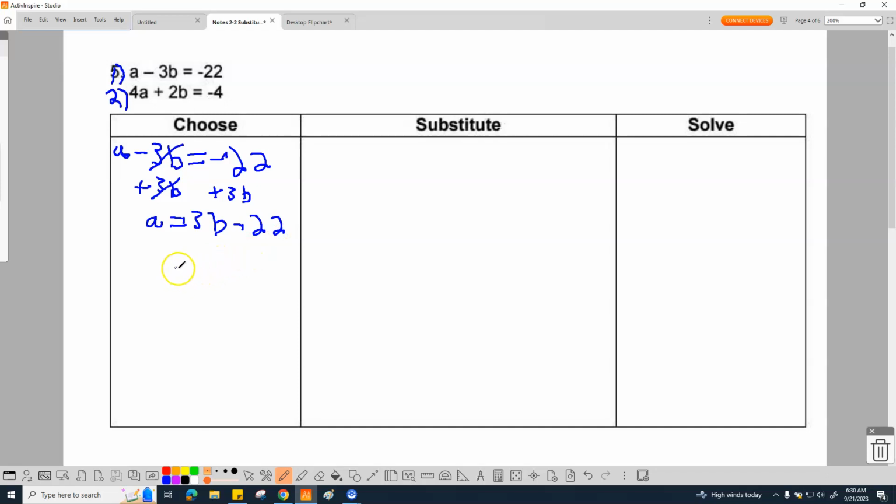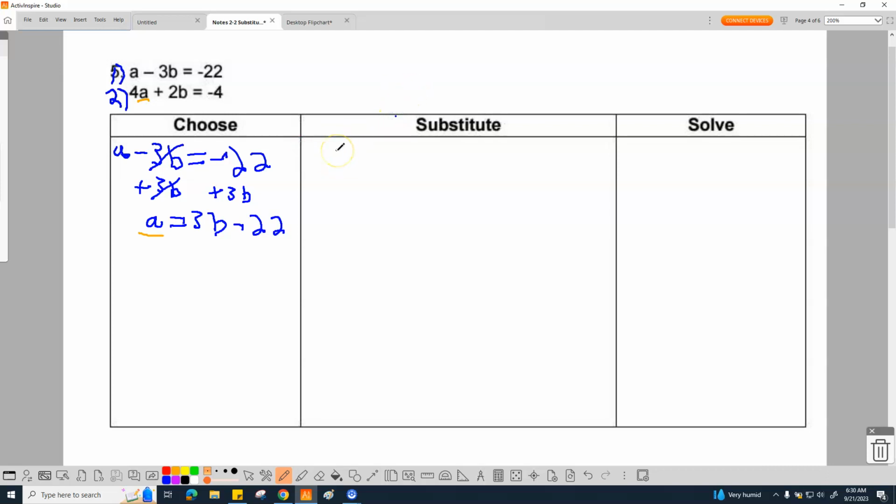Okay, now that I have that, I can look at my second equation and say, hey, I see that 4a plus 2b equals negative 4. So what that means is, I'm going to underline this in orange so you can see it. I have this a right here, and I have this a right here. That's what's going to be replaced. So bear with me. Here we go. Going over to the substitution, I'm going to write down 4. This is equation 2.